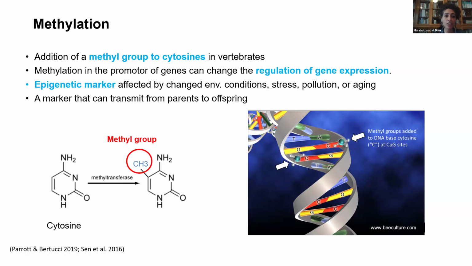Actually, if methylation happens in the promoter of genes, this can change gene expression, and we are using this epigenetic marker because it is mainly affected by changes in conditions, by environment, stress, pollution, or aging. And this is a good marker to study how these changes are transmitted from parents to the offspring.